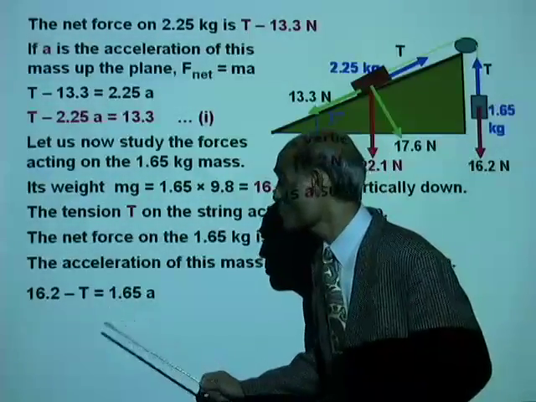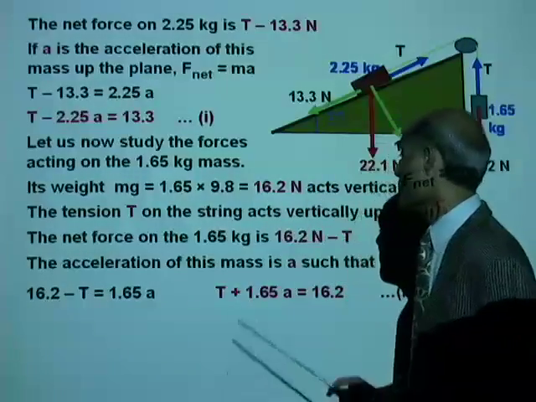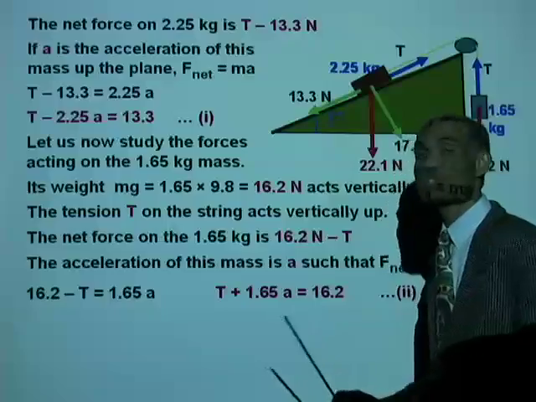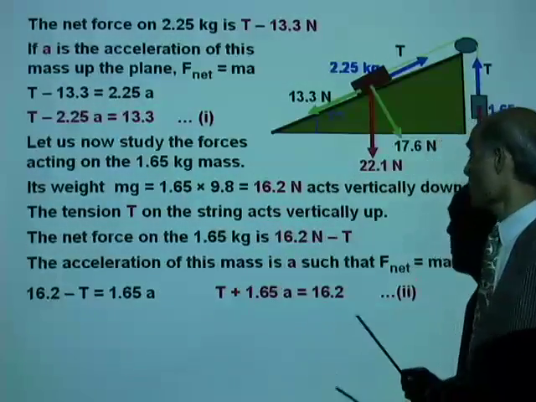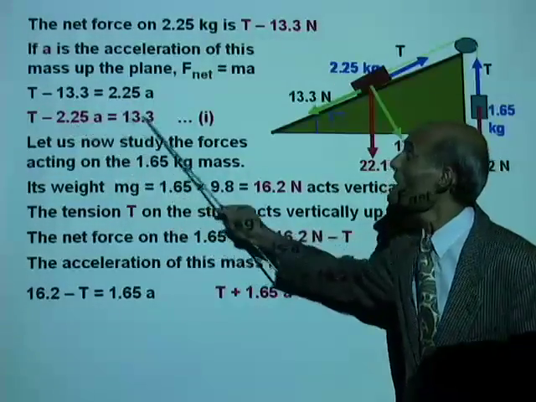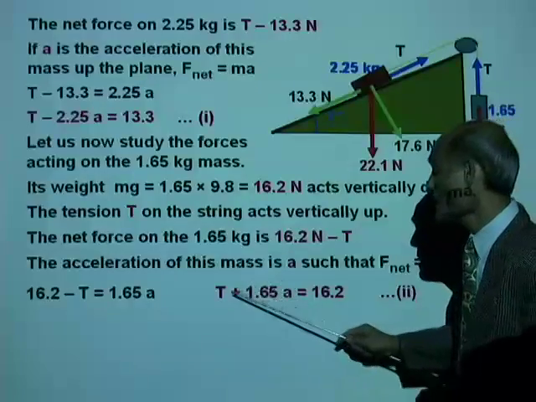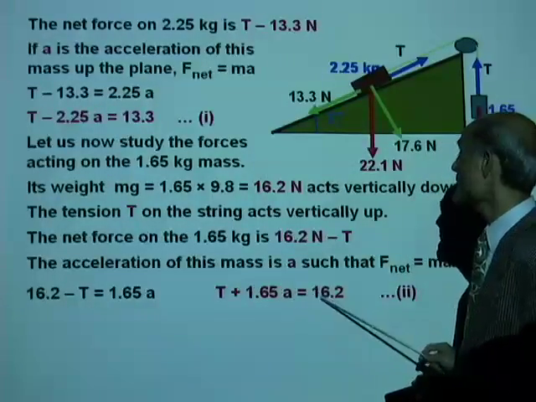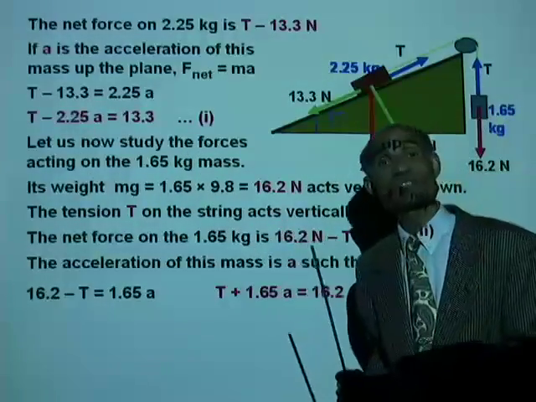Rewrite that equation. What will it look like? It will be T plus 1.65A equal to 16.2. Just move the negative T to the right, and there you are. And you have two equations: T minus 2.25A is 13.3, and T plus 1.65A is 16.2. You can now solve these equations.